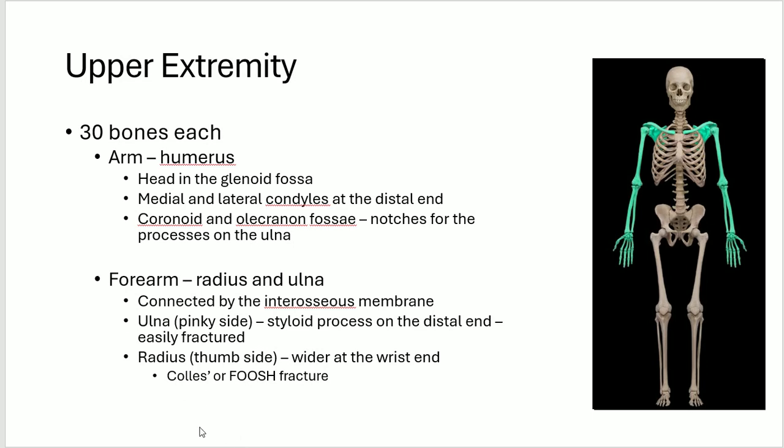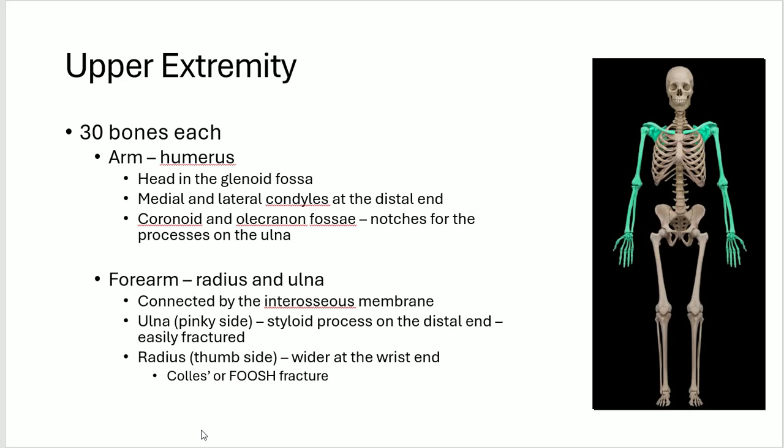So let's talk forearm, radius, and ulna. Remember, we're in anatomical position. Thumbs are sticking out. So radius is on the thumb side. Ulna is on the pinky side. And they are connected by what we call an interosseous membrane. So that is membrane between the bones, and it helps to keep the bones from separating. The elbow end of the ulna has that U shape with the two processes that stick up. And then the wrist end has a styloid process, which we'll look at.